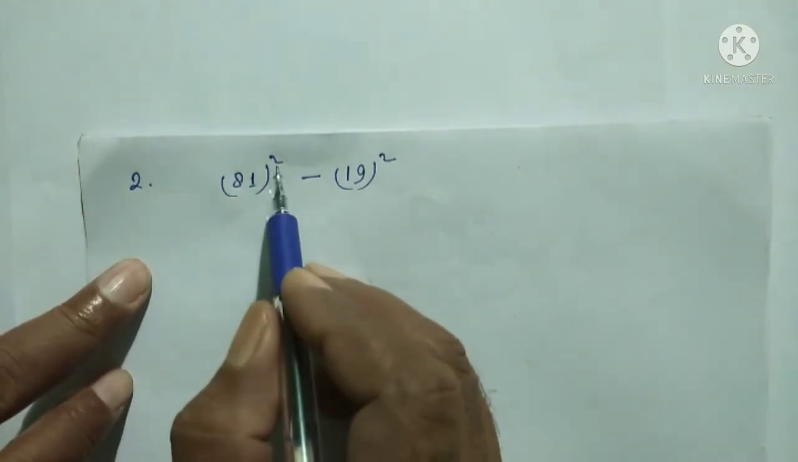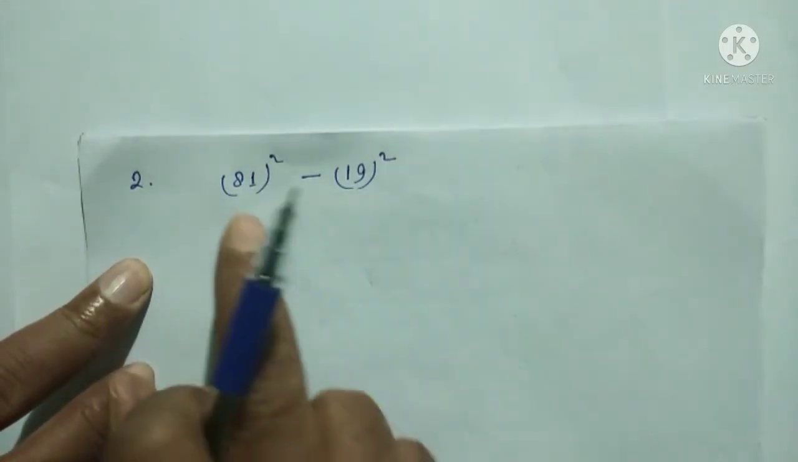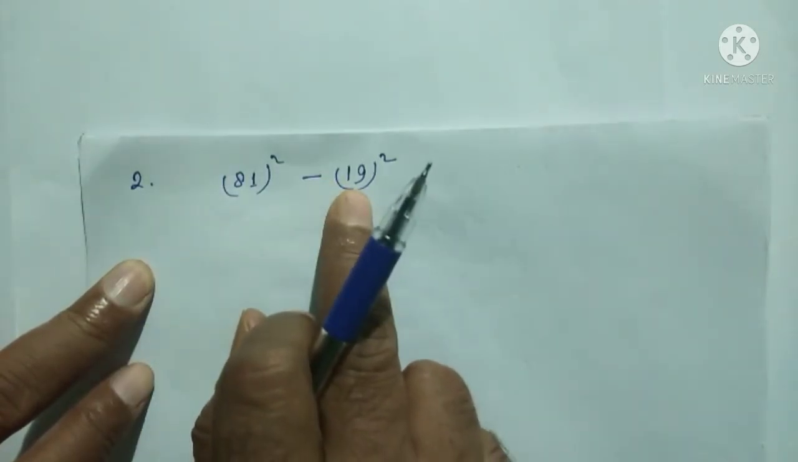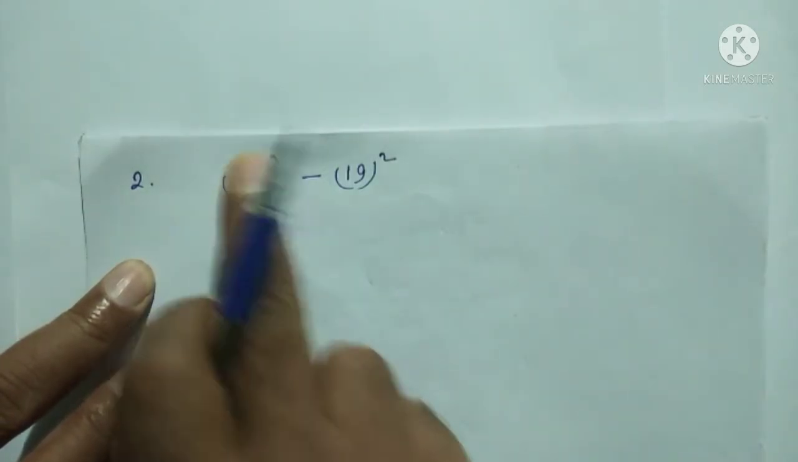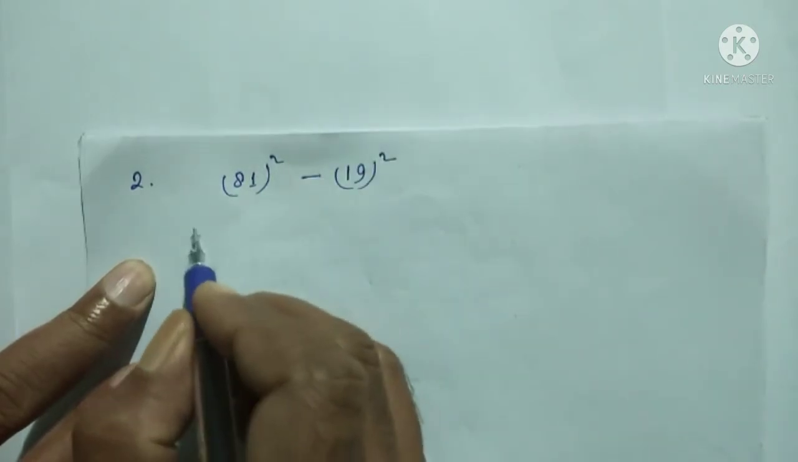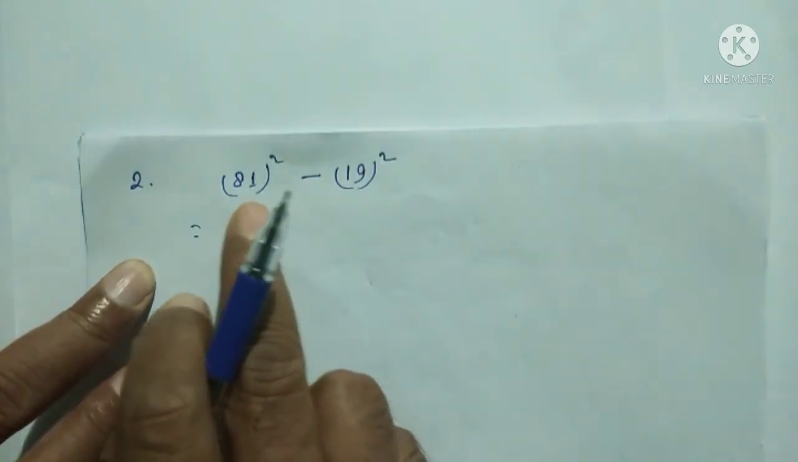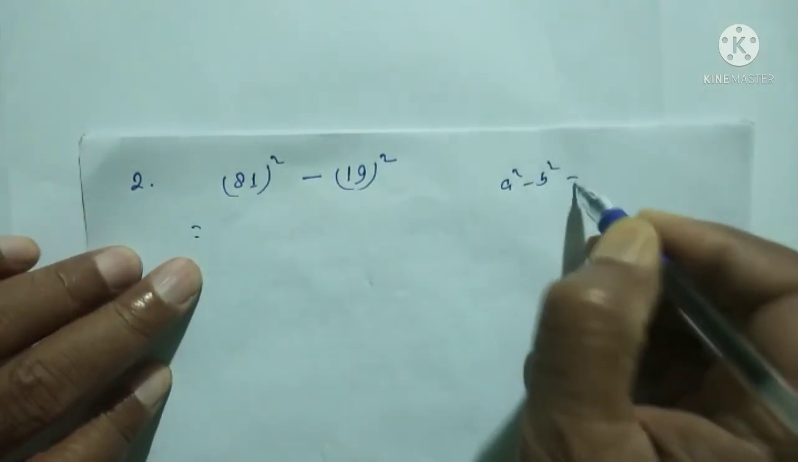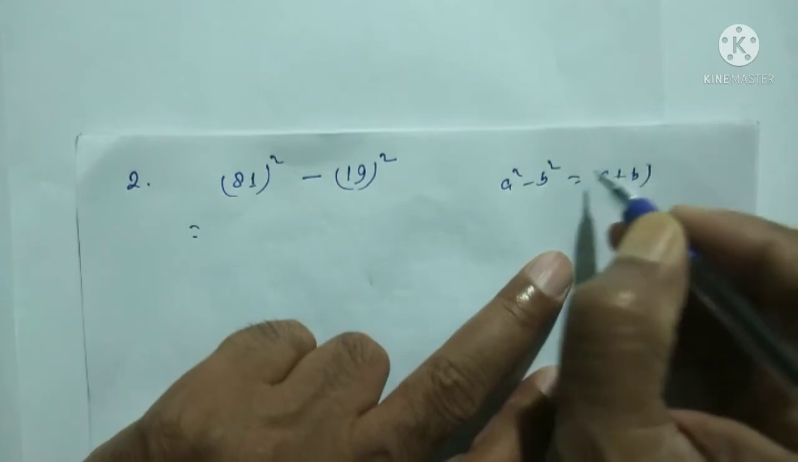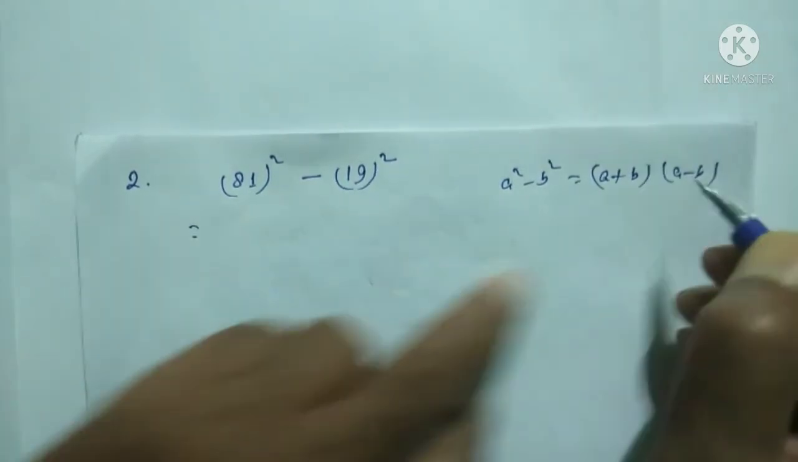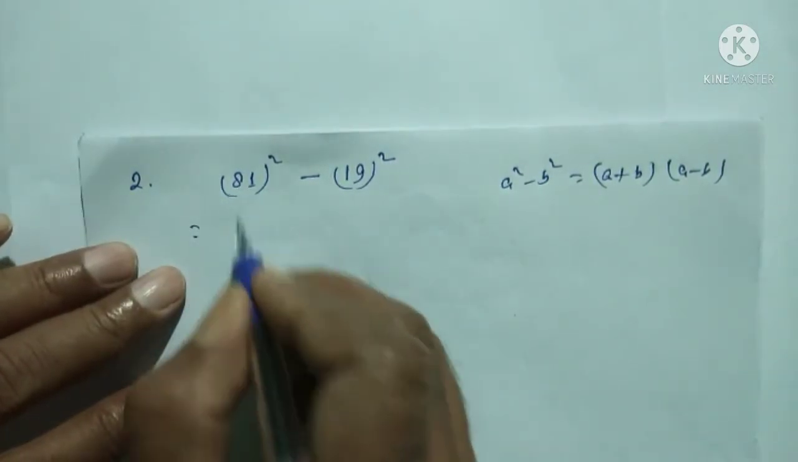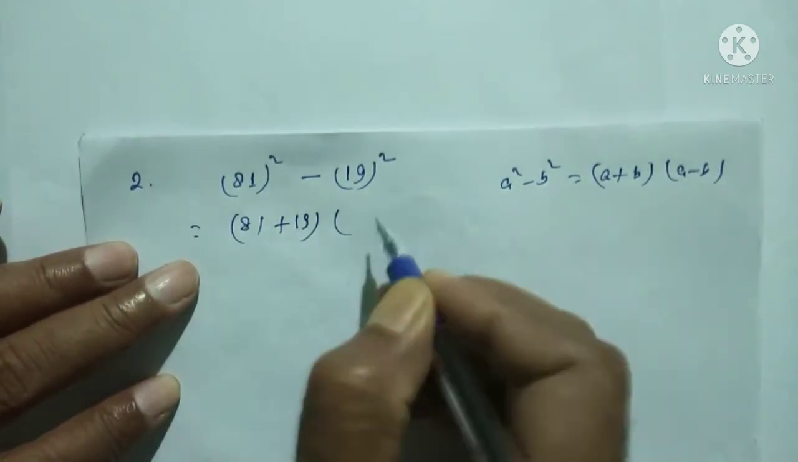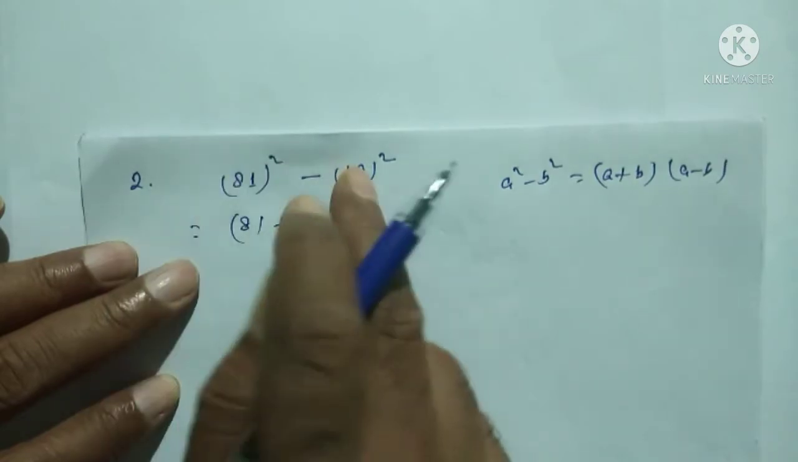Here 81 square minus 19 square. You can imagine 81 as a and 19 as b, so a square minus b square. What is the formula? If you find a square minus b square, then it will be a plus b into a minus b. So a means 81, b means 19. So 81 plus 19 into 81 minus 19.